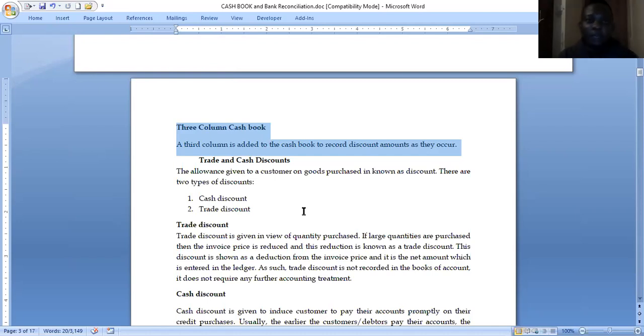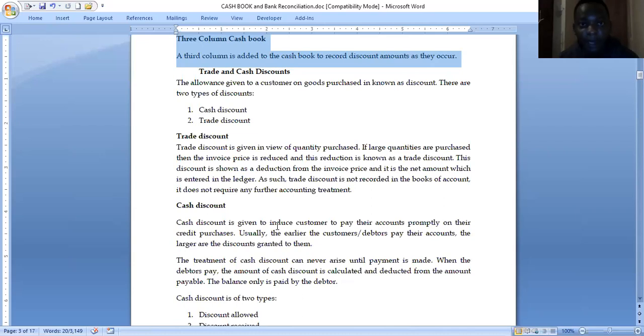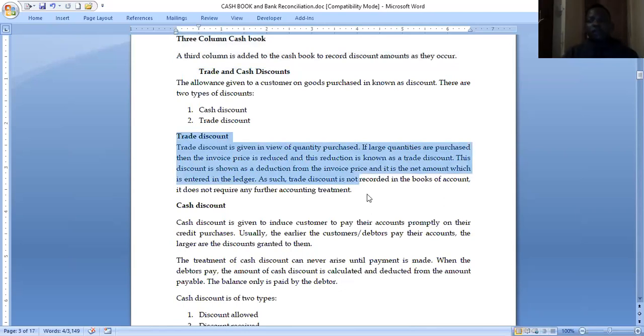We first begin by understanding the various types of discounts that may arise. We have trade discount and cash discount. What is a trade discount? A trade discount is a discount given in view of the quantity purchased. In most cases, it is given to induce customers to buy in large quantities, because the more you purchase, the less you pay. You purchase more, you're given a higher discount.